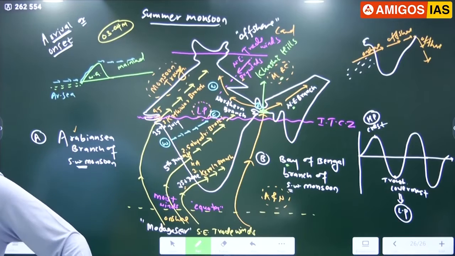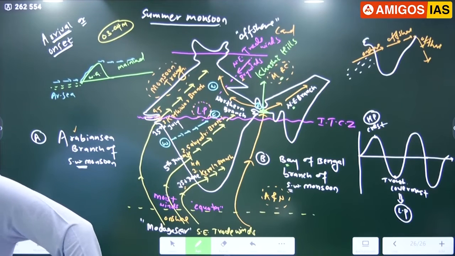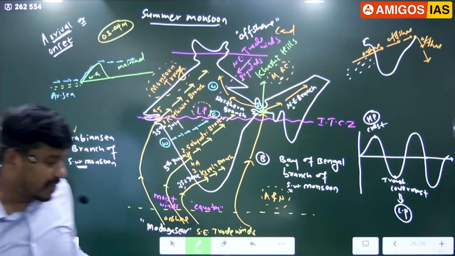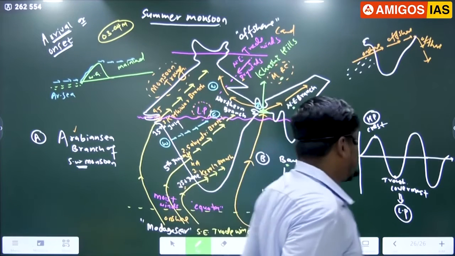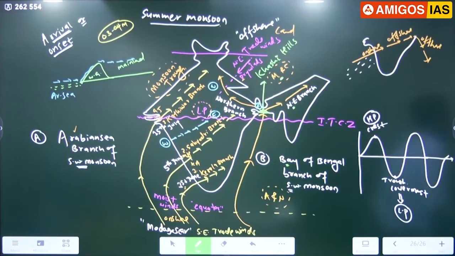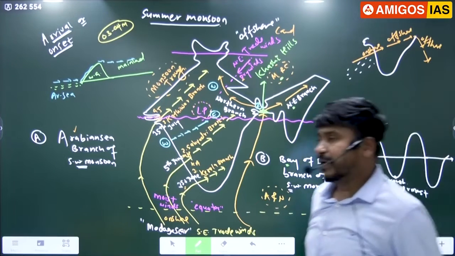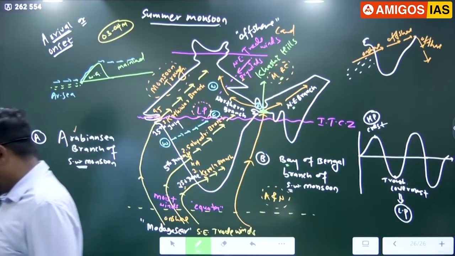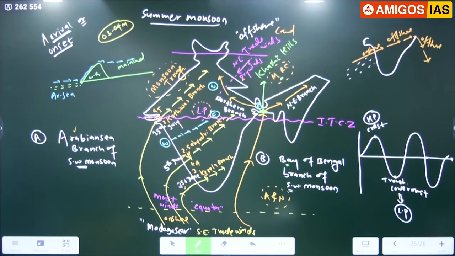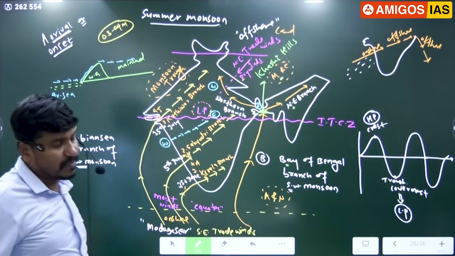Write down the next point. What did you write in the last point? Southwest monsoon enters through three sub branches. First one, Kerala branch. The Kerala branch is the first to enter India.